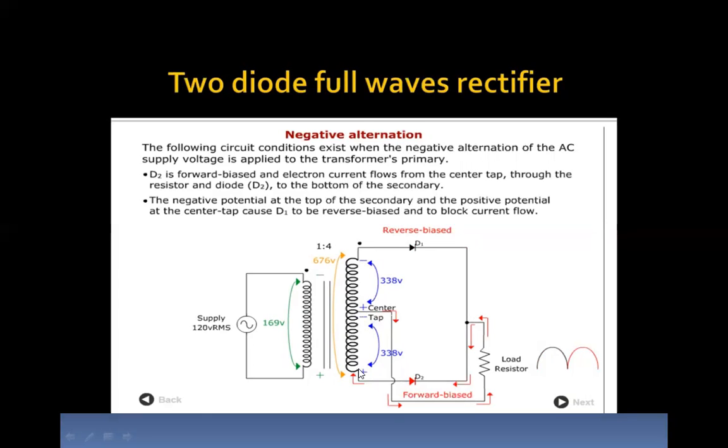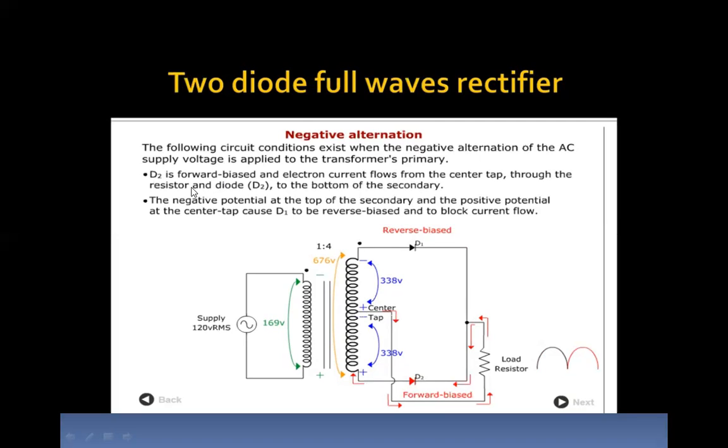Similarly, the bottom of the secondary has become positive, and this positive is connected to the P type of diode D2. So diode D1 becomes reverse biased, whereas diode D2 becomes forward biased. For the first negative cycle, there will be an output because of diode D2. Now let's see here again, we'll just go with the line.